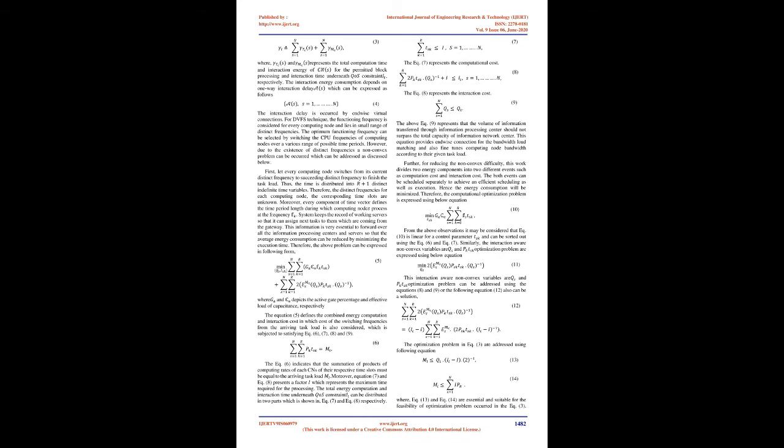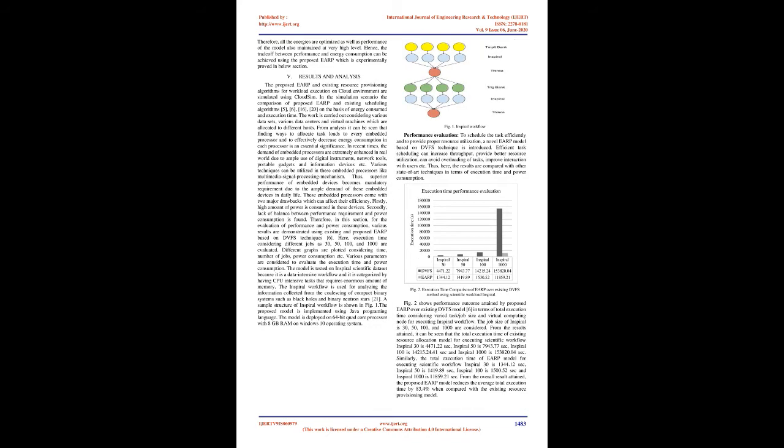For the DVFS technique, the functioning frequency is considered for every computing node and lies in a small range of distinct frequencies. The optimum functioning frequency can be selected by switching the CPU frequencies of computing nodes over a range of possible time periods. However, due to the existence of distinct frequencies, a non-convex problem can occur, which can be addressed as discussed below. First, let every computing node switch from its current distinct frequency to the succeeding distinct frequency to finish the task load. Thus, the time is distributed into distinct indefinite time variables. Therefore, for the distinct frequencies of each computing node, the corresponding time slots are unknown. Moreover, every component of the time vector defines the time period length during which the computing node processes at the frequency.